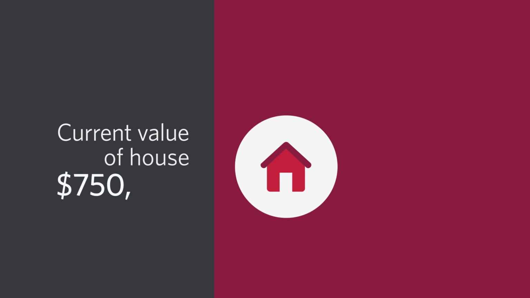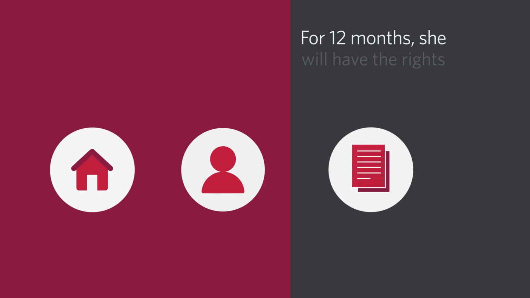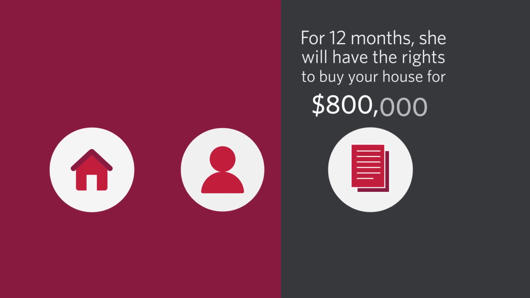Suppose your house is worth $750,000 on the market today. A friend of yours, who is rather optimistic about the housing market, comes to you and says that she would like to strike a deal with you. For 12 months, she will have the right to buy your house for $800,000 at any point throughout that 12-month period. She wants to make this deal with you because she thinks that the price of your house will skyrocket above $800,000 in the coming months.